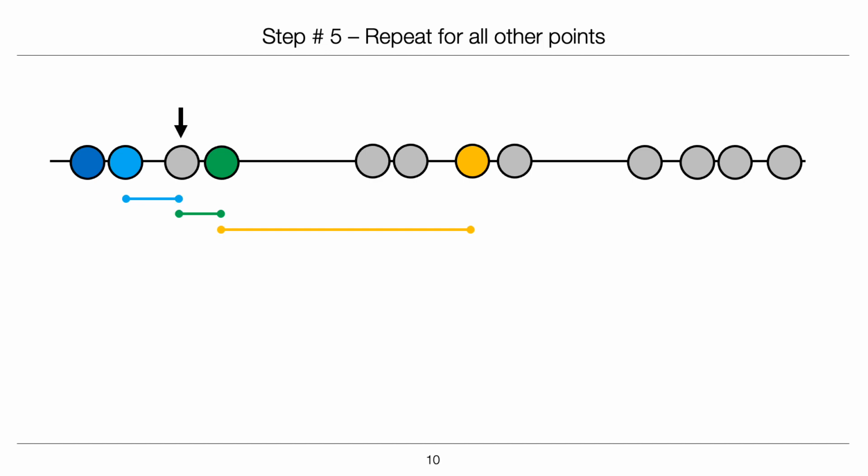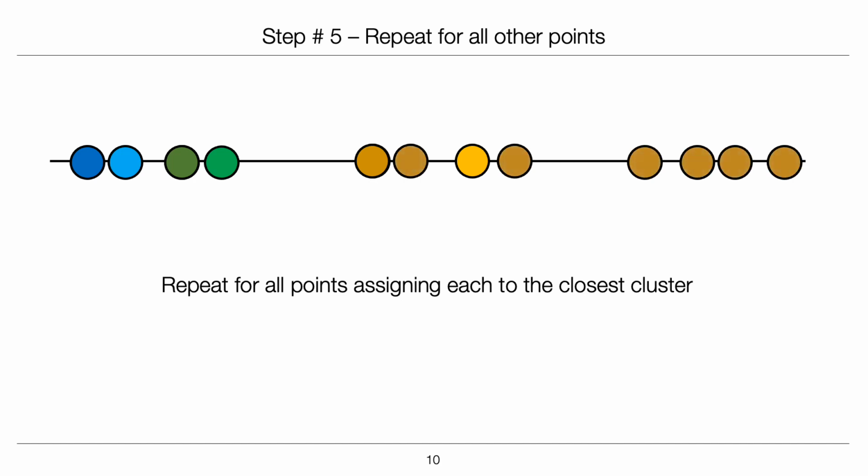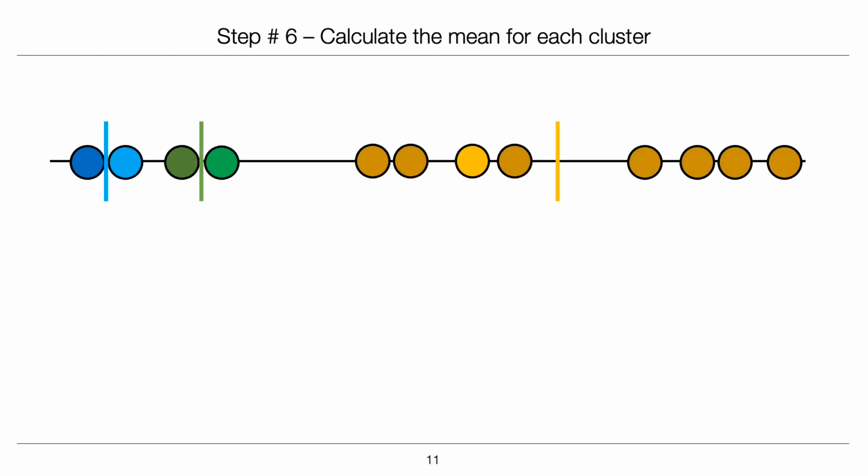We repeat this process for the third data point, and we can see that it is closest to the green cluster center, so we assign it to the green cluster. So we repeat for all other data points and assign each to its closest cluster center. Once we have completed the assignments for all the data points, we need to recompute the position of each cluster center based on the assignments.